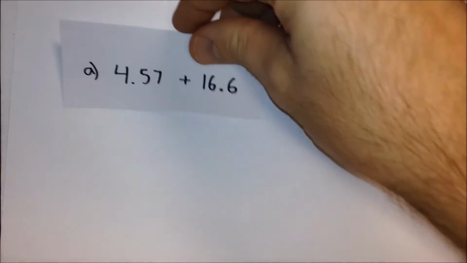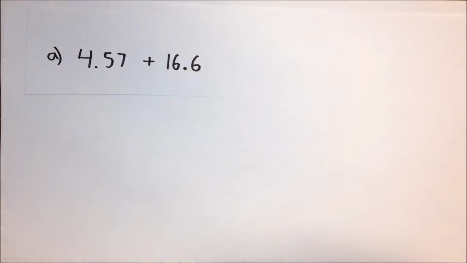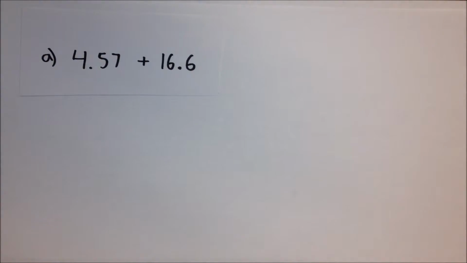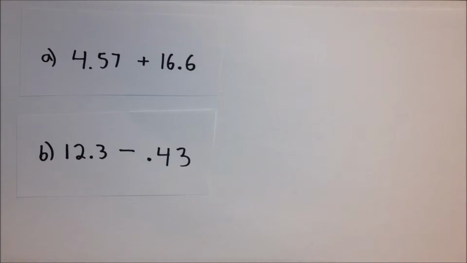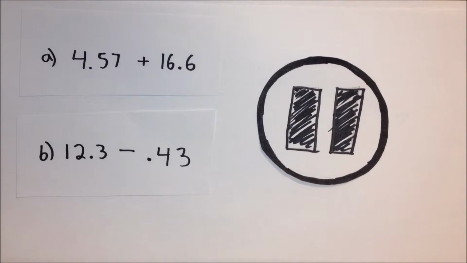With that in mind, I want to ask you to try 2 problems real quick. Problem number A is add together 4.57 and 16.6. Problem B is to subtract 12.3 minus 4.3. I want to give you just a minute to try those 2 problems. I'm going to ask you, as I often do, to pause your device, take just a moment and attempt them yourself, and then we'll come back and maybe we'll work them out together.